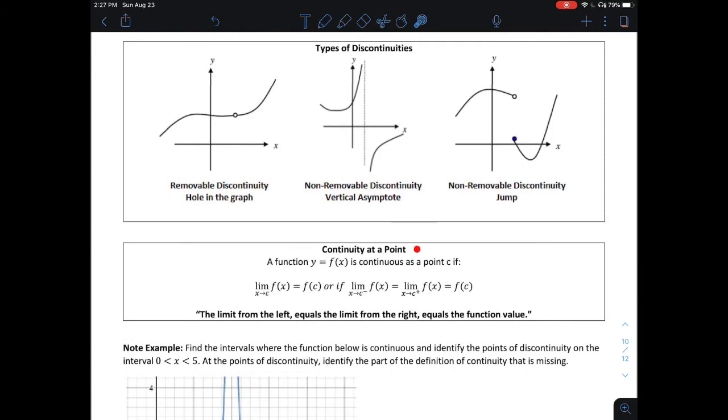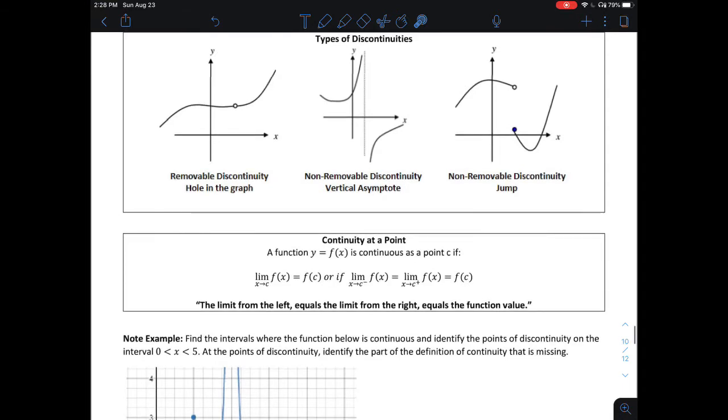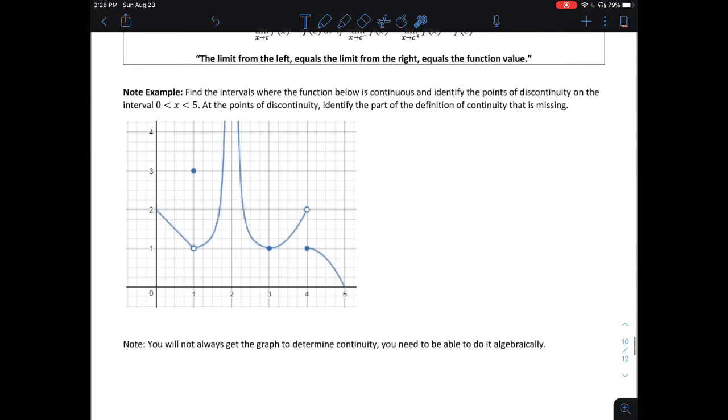So to define continuity, we're going to look at a way to define continuity at a single point. If I'm looking at a point x equals c, if the limit exists, so the limit as x approaches c of the function, and that equals what the function is defined as for that x value, it'll be continuous at the point. Another way to think about it is if the limit from the left equals the limit from the right and equals the function's value, it will be continuous at that point.